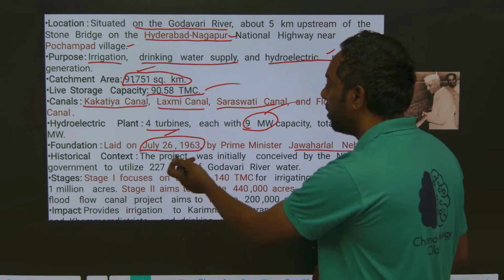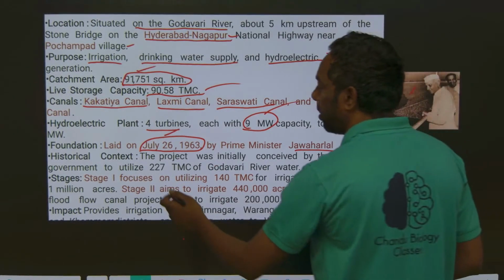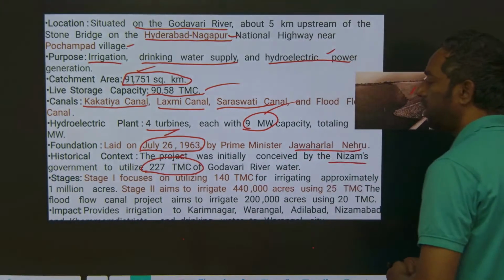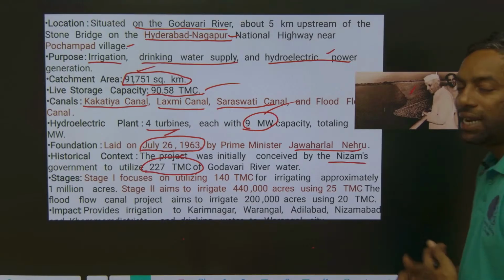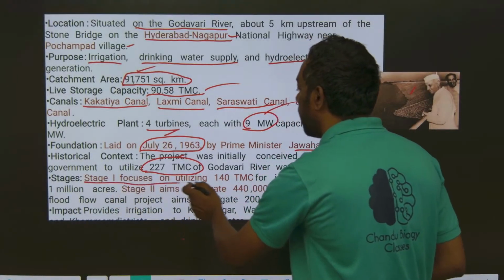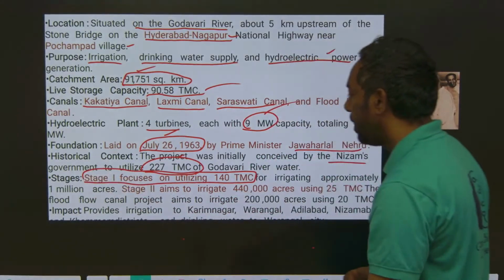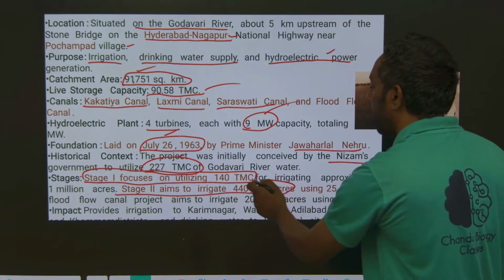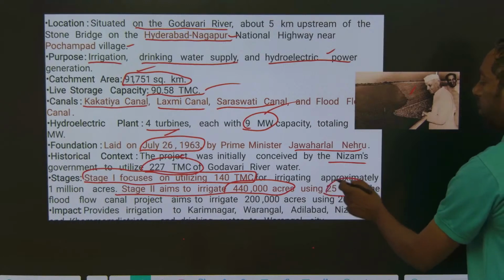This project was initially planned by the Nizam's government for 227 TMC on the Godavari river. It is a multi-stage project. Stage 1 focuses on utilizing 150 TMC. Stage 2 aims to cover 4,40,000 acres and 25 TMC.